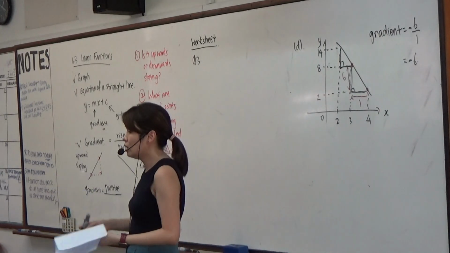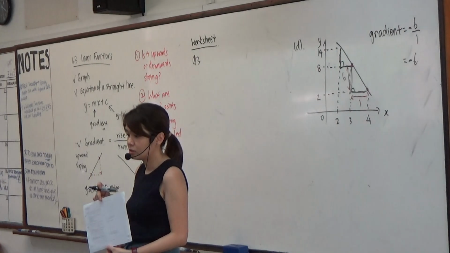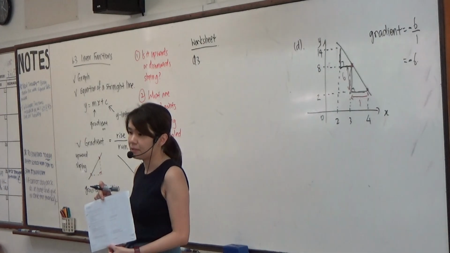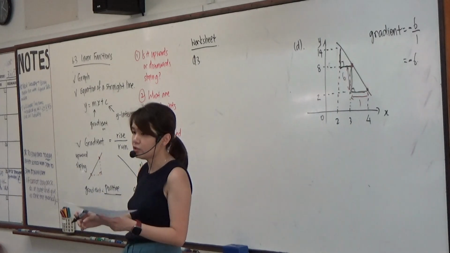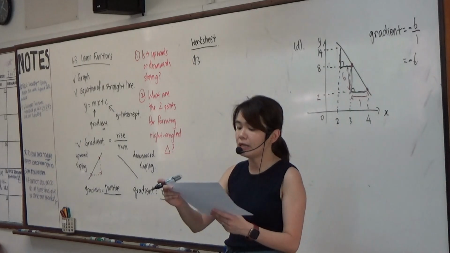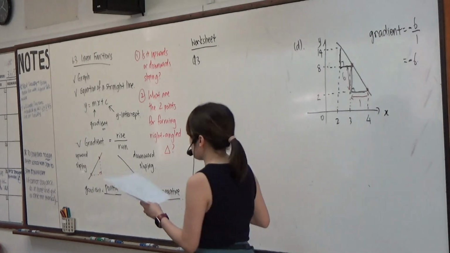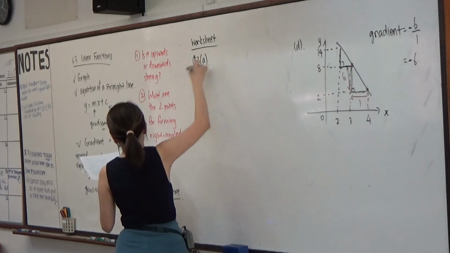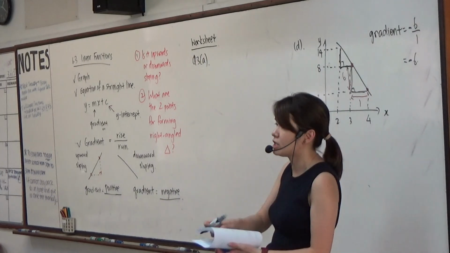Do we all have our worksheet? Where's the worksheet? This is the graph paper. We're looking at question 3. It says that the graph below shows a straight line. We want to write down the coordinates of A. What will the coordinates of A actually be?